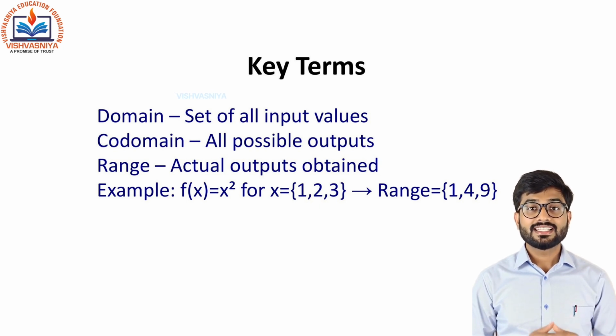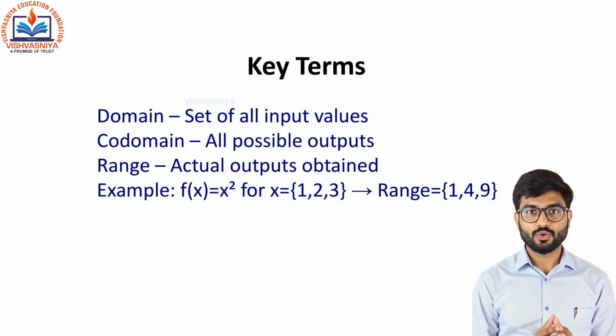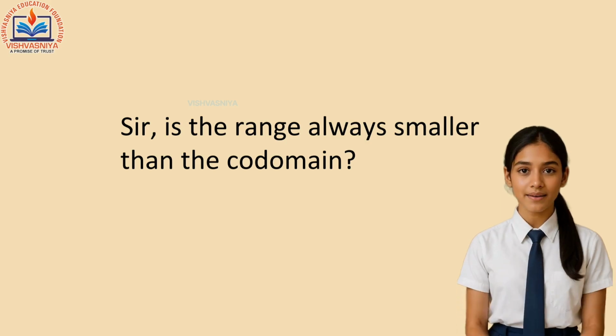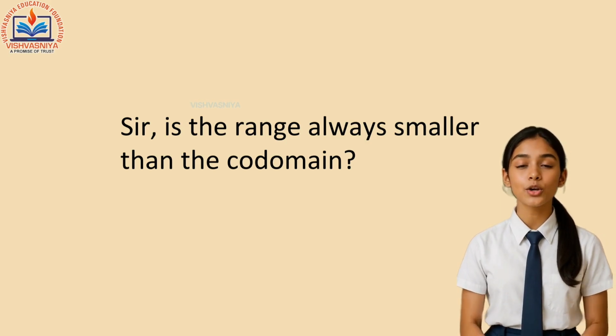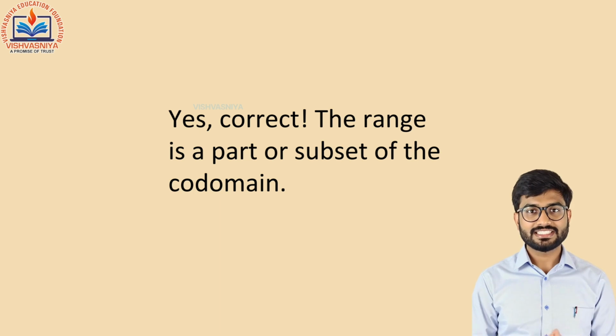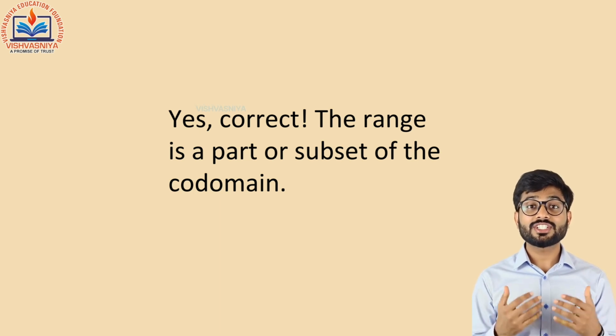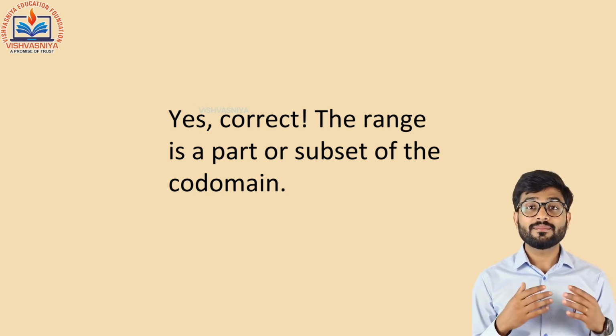Example, if f(x) is equal to x squared and x takes values 1, 2 and 3, then the range is 1, 4 and 9. Sir, is the range always smaller than the codomain? Yes, correct. The range is a part or subset of the codomain.